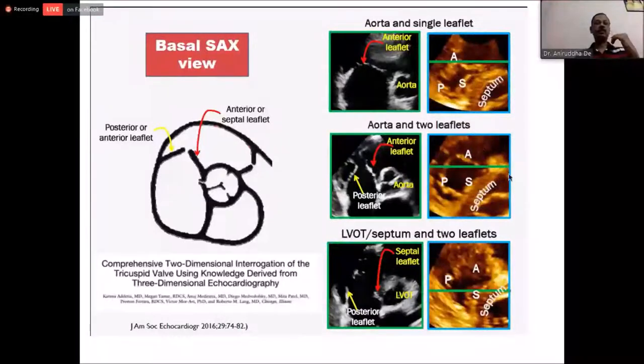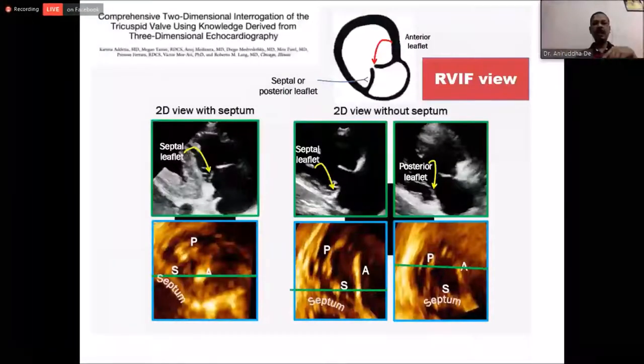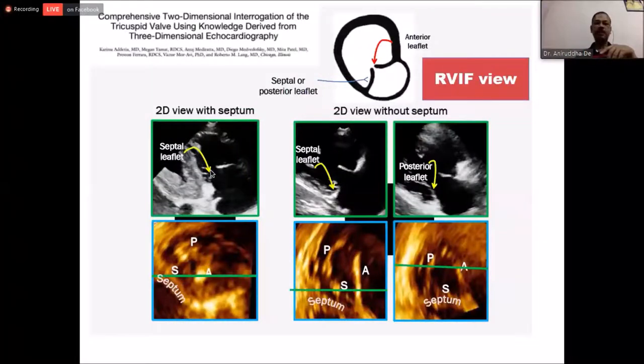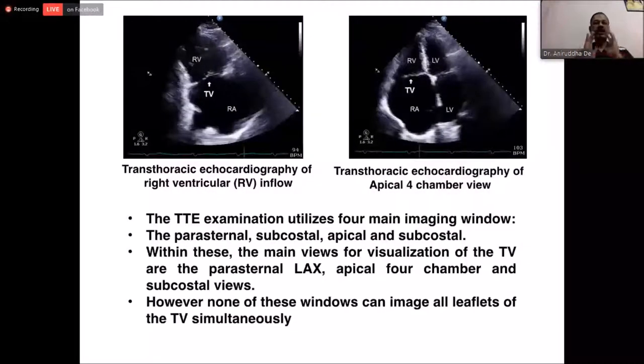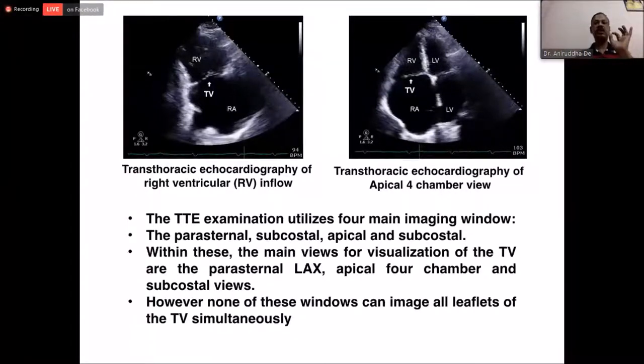So in a nutshell, if you do the basal short axis view, you can see either the posterior, anterior, or septal leaflet. Nothing is fixed. If you make a little change of angulation, it could be either anterior or septal, or either anterior or posterior, because there are three leaflets. Now in the right ventricular inflow view, you will get the septal leaflet or the posterior leaflet. And the same thing in the apical view: you get the septal leaflet here and the anterior and posterior leaflet by 2D or by 3D. So TTE examination uses mainly the four imaging windows that I've already described, but none of these windows can image all the leaflets of the tricuspid valve simultaneously.